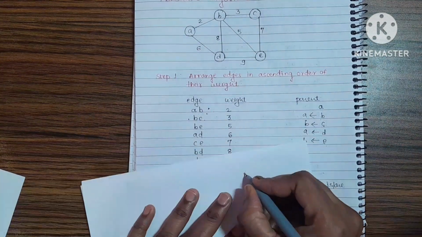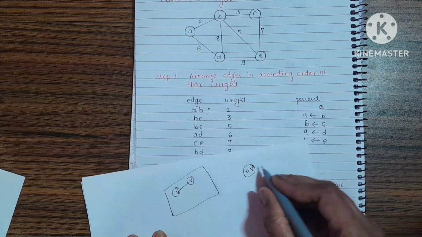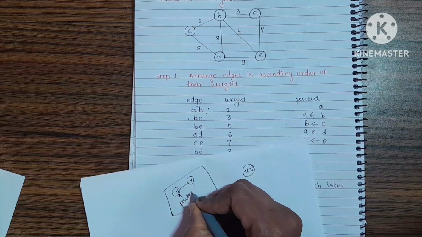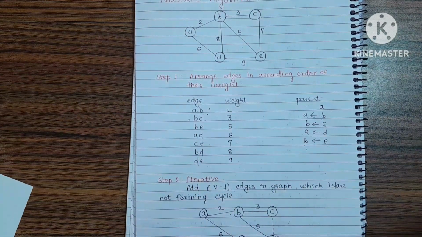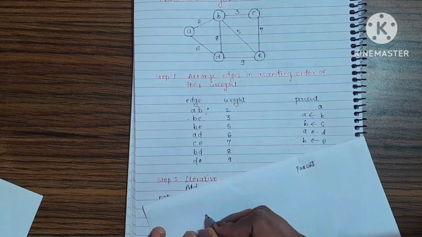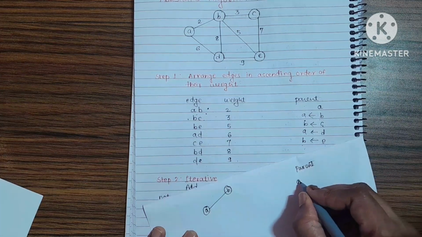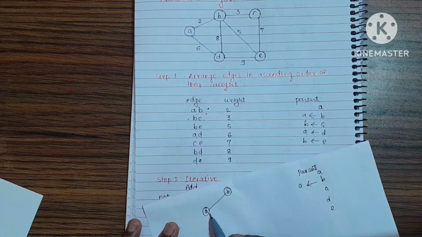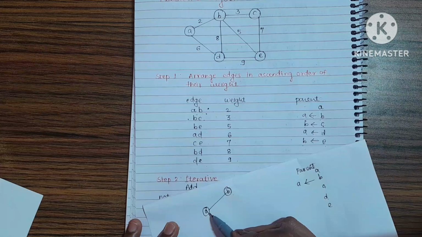When the edge UV gets added to the minimum spanning tree, then in that case U becomes the predecessor node of V, so it is treated as the parent node of V. So when we add this AB edge to the minimum spanning tree, A becomes the parent node of B. Since A and B are not having any parent node initially, they return themselves as the parent.